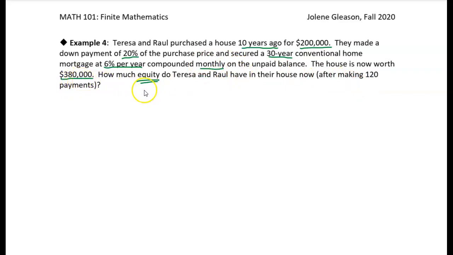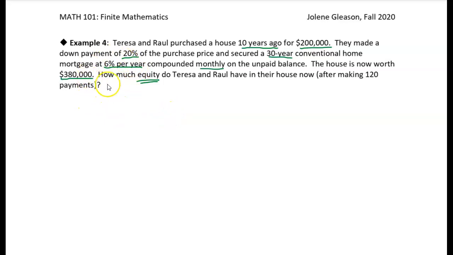So essentially, how much equity they have in their house is, if they were to sell it now at $380,000 and just pay off the loan, right? Well, first of all, you have to know how much it would cost to pay off the remainder of their loan. The difference between that and the value of the house is the amount of equity they have in the house. Okay, so let's just break this down one step at a time.